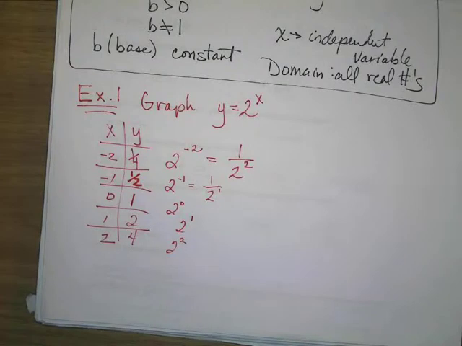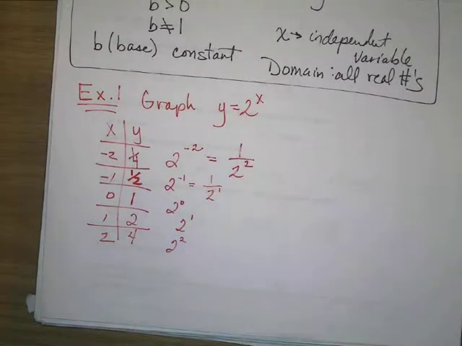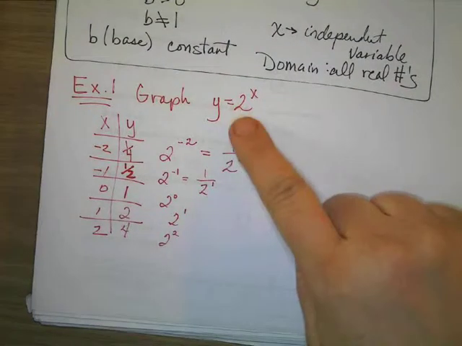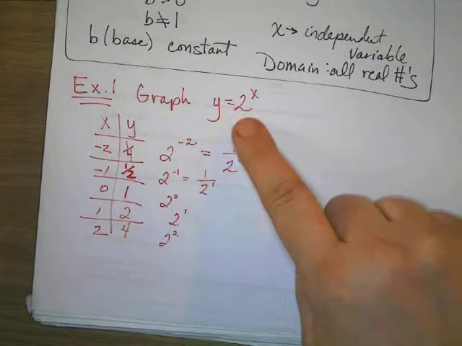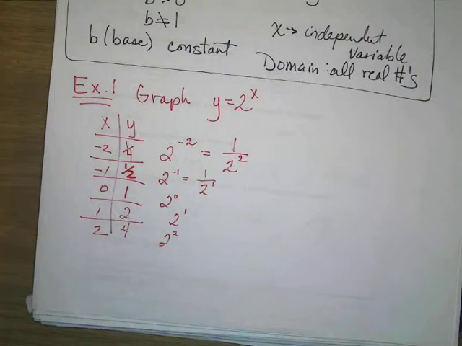Quick question. Is there any exponent I can pick that will make this thing negative? No. Because what do negative exponents do? They make them into a fraction. So am I ever going to get a negative? If this is a positive base right here and we're not multiplying by a negative out front, our values are always going to be positive. So let's graph this baby.